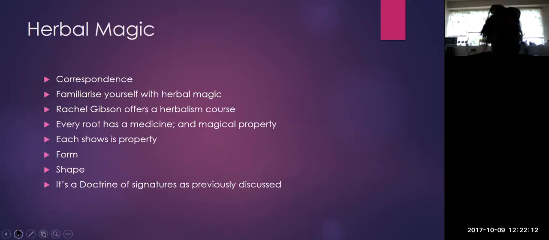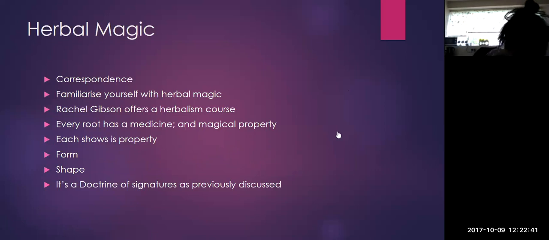Right, or contact me. So the herbal magic we discussed, and we talked about the signature, his own signature. It's his own science in its own right. So familiarise yourself with herbal magic. Says the Aaron Alpha course, every root has a medicine, and that's this week. Has a medicine and magical property. Each shows its property, form, shape. It's a doctrine and signature. So this is what we discussed just now. And then we go here.